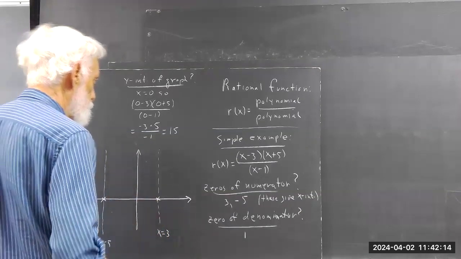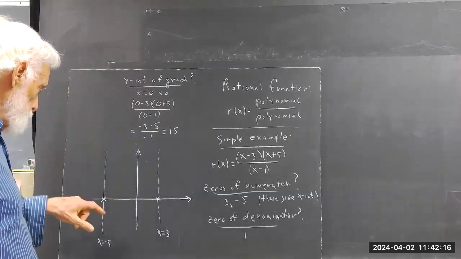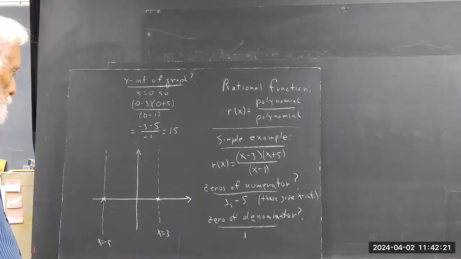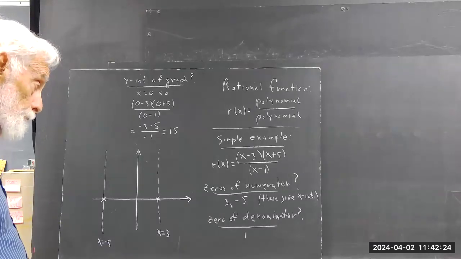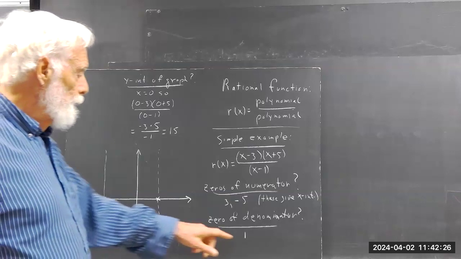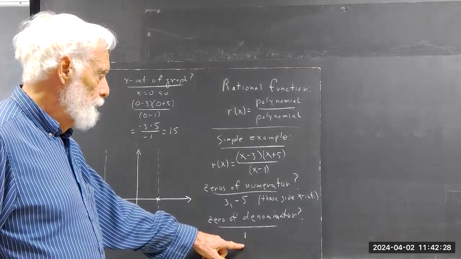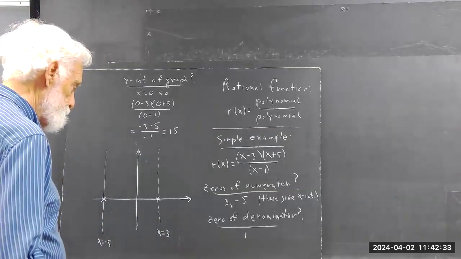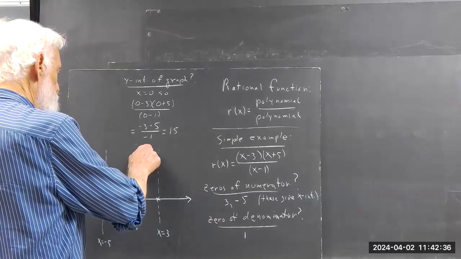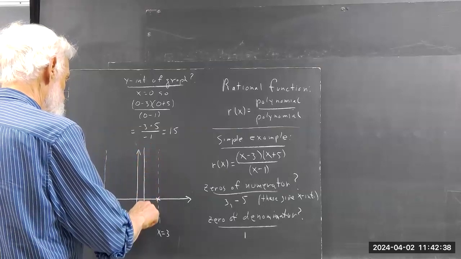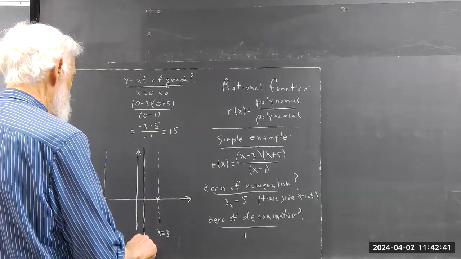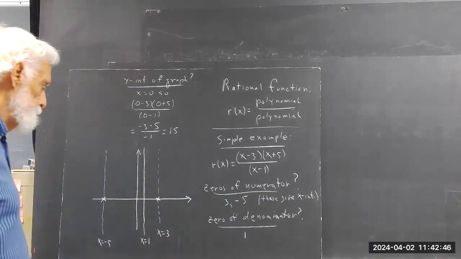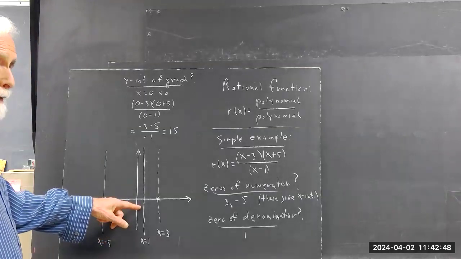So put a scale on the graph. I'll mark a point where x equals negative 5 and one where x equals 3. Then the zero of the denominator occurs when x equals 1. Now, at x equals 1, which I'll put right about here, I'm going to draw a solid line, because this line is going to be a vertical asymptote.